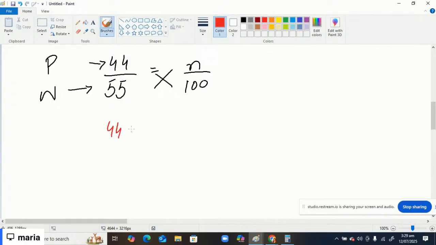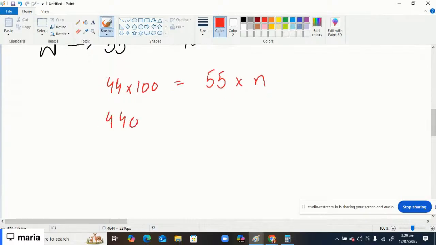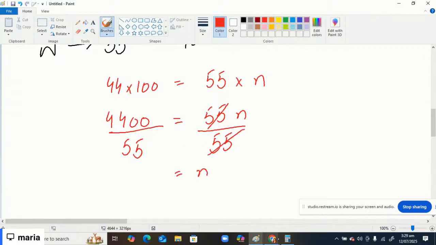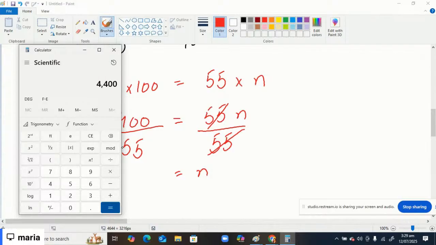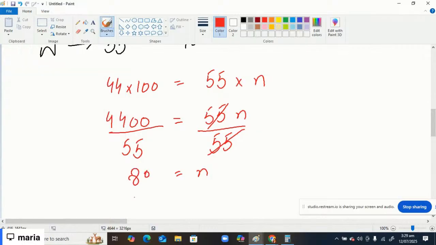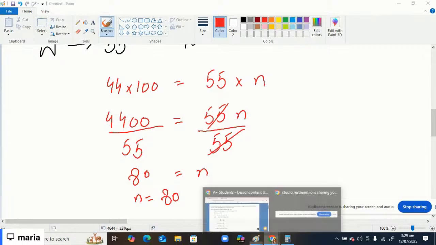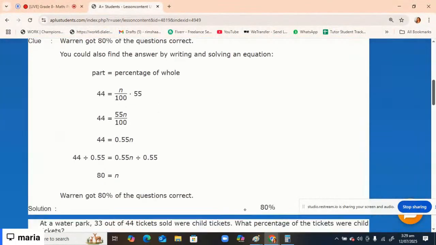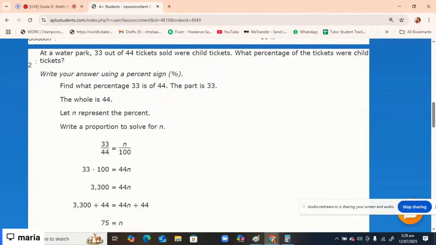So this becomes 44 times 100, that is equal to 55 times n. So here it becomes 4400, that is equal to 55n, dividing both sides by 55. So here it should be cancelled, only n is left, and now 4400 divided by 55, that is 80. Okay, so n is 80. So the answer is 80%.